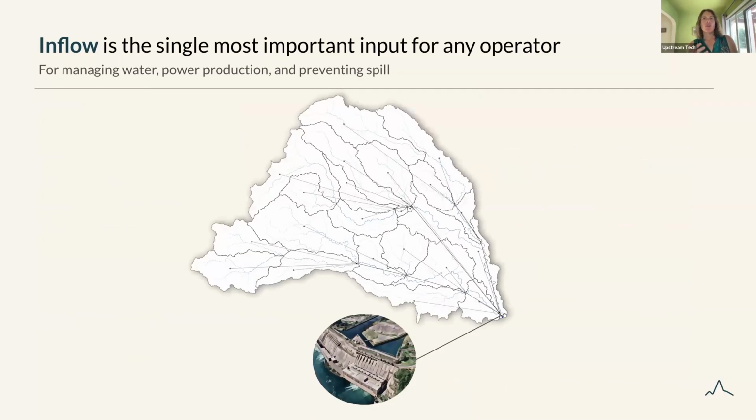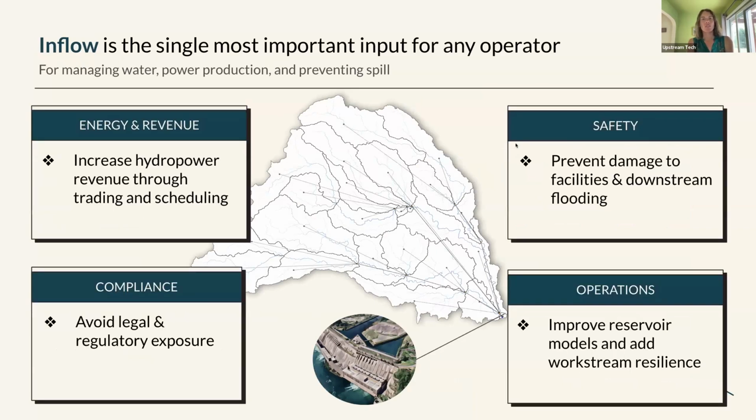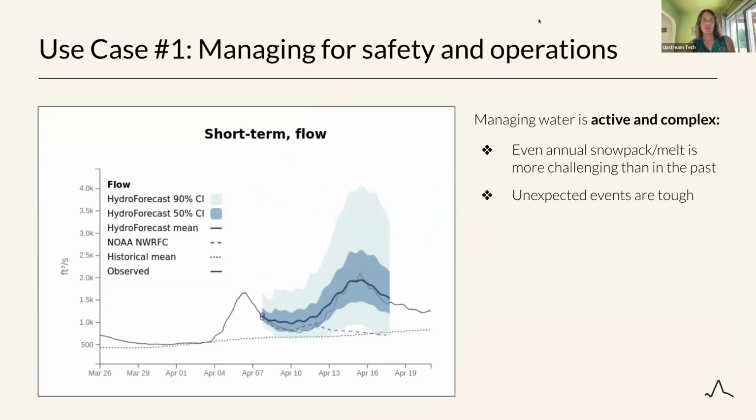So just a little bit of context and background. Inflow, water in a stream or river coming into a reservoir, is a really important part of managing water. It's sort of the top of the pipeline for many, many decisions that come afterwards. Some of the use cases and reasons why inflow is so important are energy, safety, compliance, and operations. There are lots of different use cases, but the two that we're going to focus on today that are particularly important for a short-term forecast are safety and operations, and also energy production. So a couple examples here.